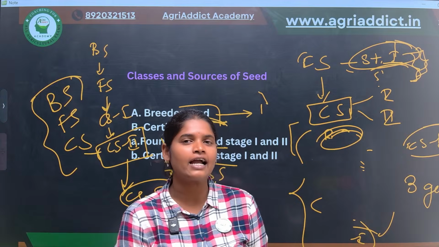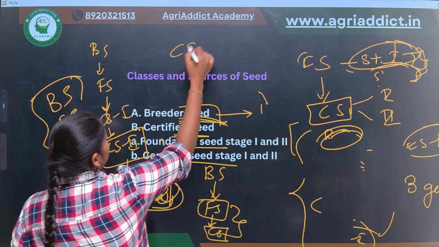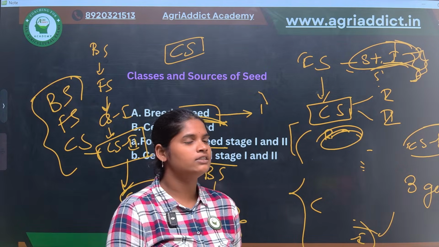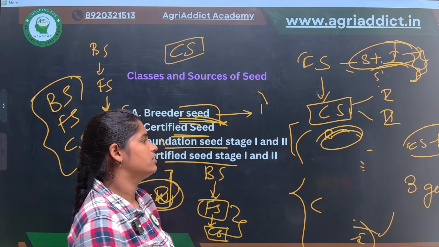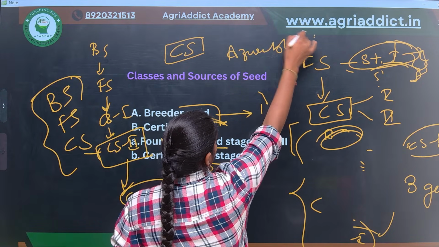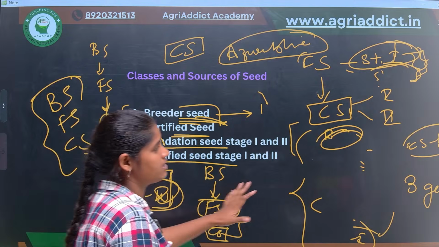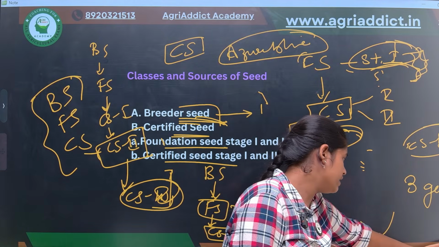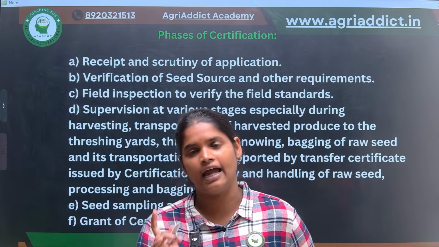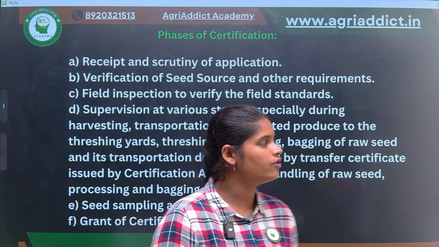Okay, tell me what is the tag color of certified seed now? Certified seed, the tag color. This is azure blue. Okay. This is about classes and source of seed. For each stage, we have to maintain the genetic purity and all other quality aspects so that we can keep our seed very pure. Okay.